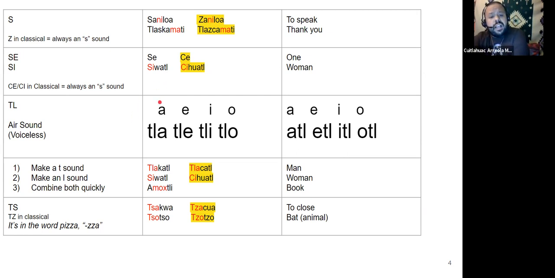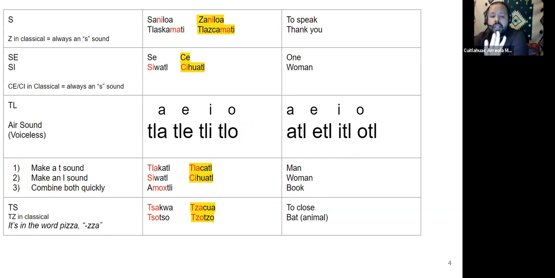So A, E, I, O. Those are the vowel sounds, right? So let's practice with the vowels. Let's do it four times each vowel sound. So tla, tla, tla, tla, tle, tle, tle, tle, tli, tli, tlo, tlo, tlo, tlo. You won't see it written like this, but this is just for practice, okay?